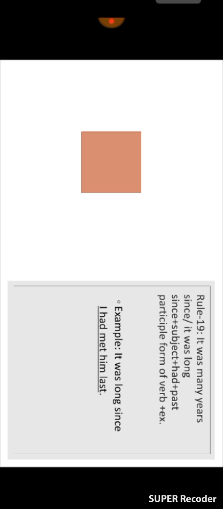Rule 19. It was many years since or it was long since plus subject plus had plus past participle form of verb plus extension. The sentences which start with it was many years since or it was long since, in case of those sentences we should follow this rule: subject plus had plus past participle form of verb plus extension. One example will make it clear. Example: it was long since I had met him last.